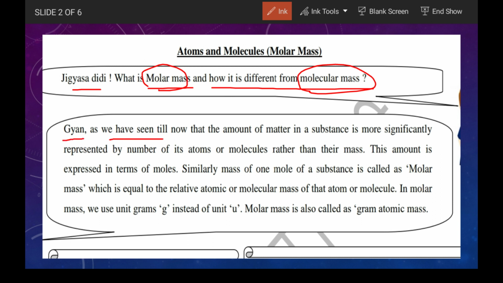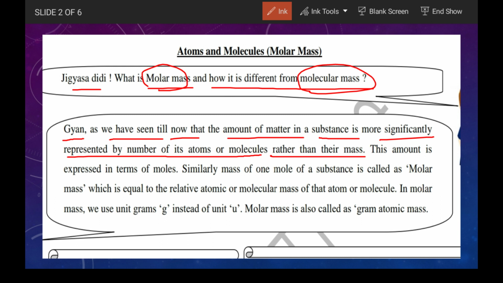Gyan, as we have seen until now, the amount of matter in a substance is significantly represented by the number of its atoms or molecules rather than their masses. As we know how to remember the names of the elements, we remember their atomic numbers only. By atomic number we can calculate their mass numbers very easily. We can have their valences as well. But to remember their mass numbers is very difficult. So, to understand the concept of elements, we remember them by their atomic numbers only.